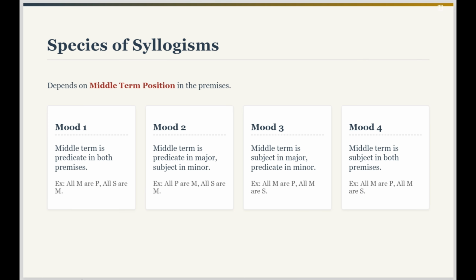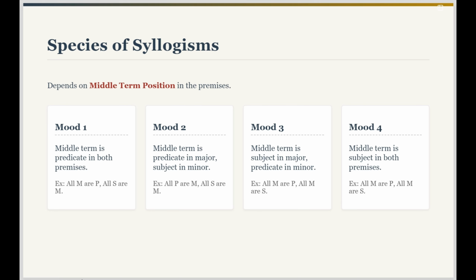Beyond the basic validity rules, syllogisms can vary in form depending on where that crucial middle term lands. Where does the middle term appear in the 2 premises? This determines the specific figure of the syllogism. There are 4 main patterns based on the middle term's placement. 1. Middle term is the predicate in both premises, e.g., all P are M, all S are M.